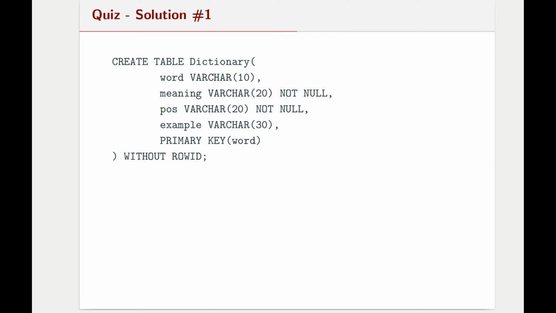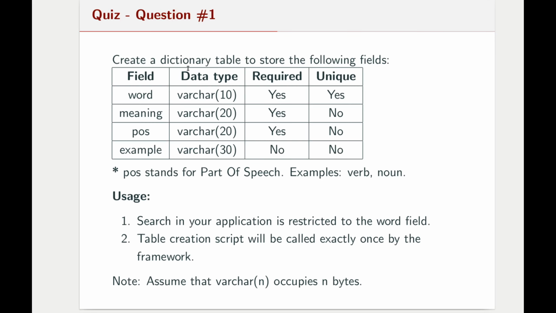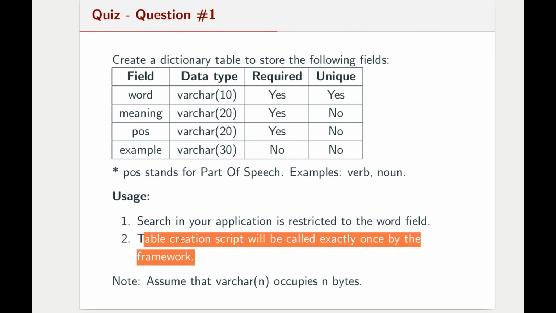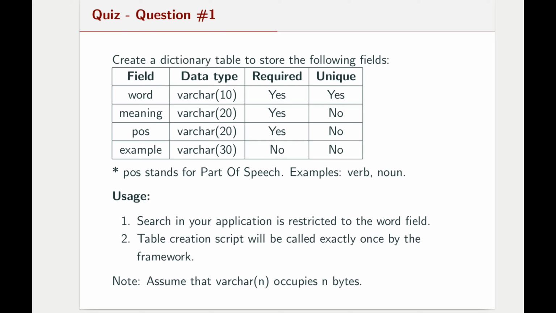That brings us to the end of the first quiz. Oh yeah, one thing to notice is we don't have the if not exists modifier because the table creation script will be called exactly once by the framework. Now for real, that's about it for the first quiz.